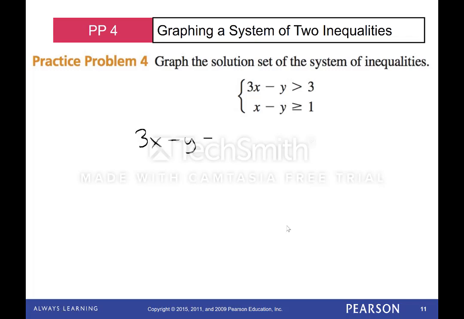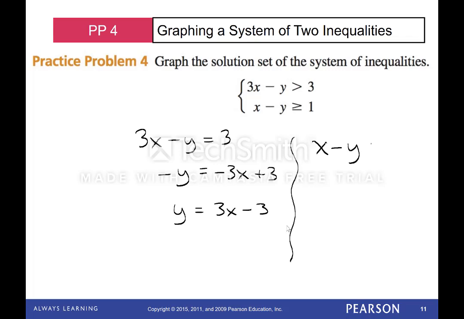Looking at the first one here, changing that to an equal sign and solving it for y. So subtract 3x from both sides, then divide through by a negative, or just change the signs on each one of those. So negative y becomes positive y, negative 3x becomes positive 3x, and plus 3 becomes minus 3. So that one is set up for graphing. And then the other one here, x minus y greater than or equal to 1 becomes x minus y equals 1. Same thing here. Move the x over, making negative y equals negative x plus 1. Change all the signs, and y is equal to positive x minus 1. I think we are ready for graphing.